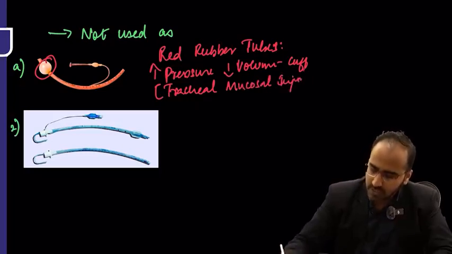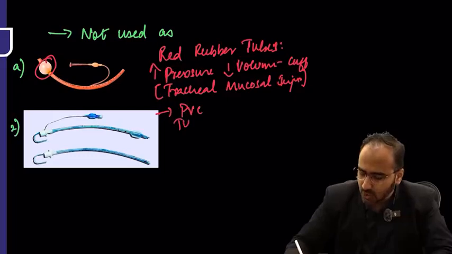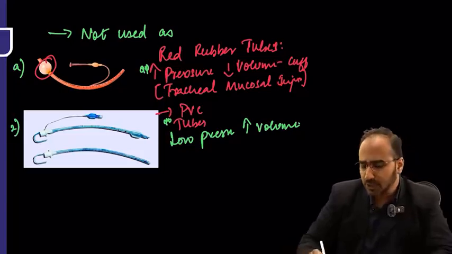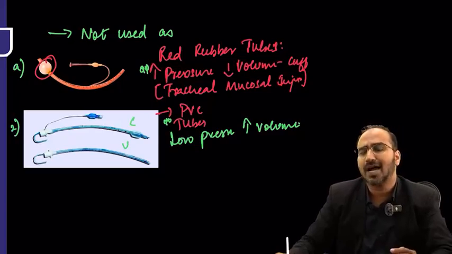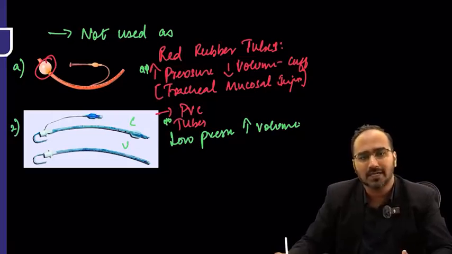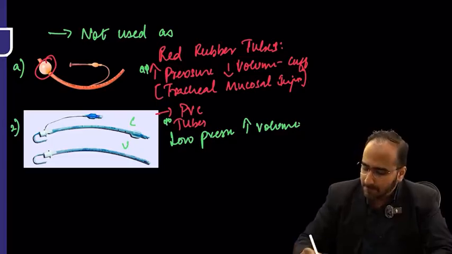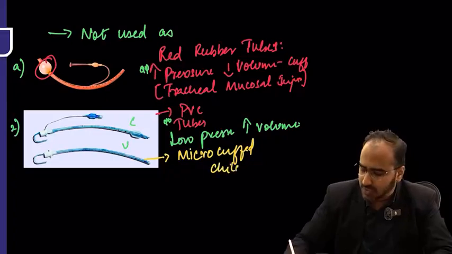So instead of red rubber tubes, nowadays we are using PVC tubes, which have a low pressure, high volume cuff. PVC tubes are of two types: cuffed and uncuffed. Previously, about 5 years back, it was taught that uncuffed tubes are used in children and cuffed tubes in adults, because the tracheal diameter of children is smaller. But nowadays it has totally changed. We have micro-cuffed tubes which can be safely used in children.